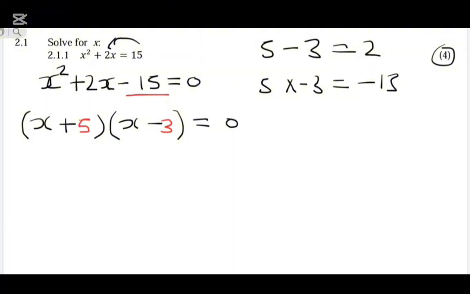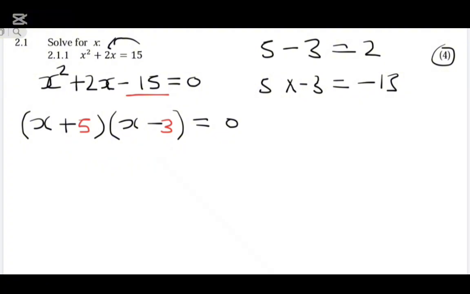Now, a common mistake that I saw in a lot of my students when they reach this point is they just go back and multiply out the brackets here. If you do that, you're just going to get back to where you came from.